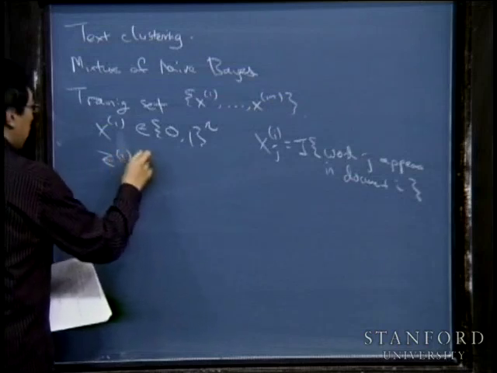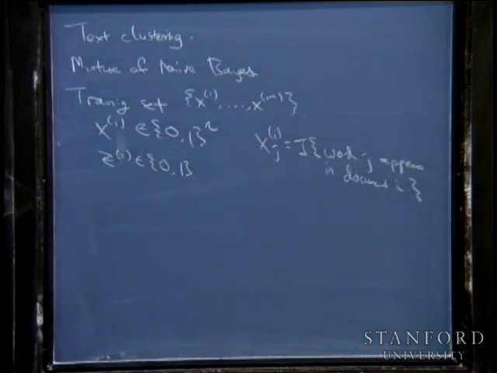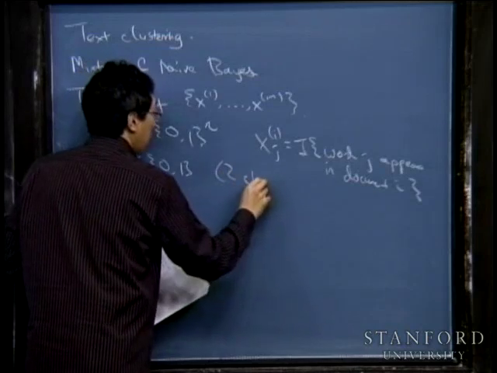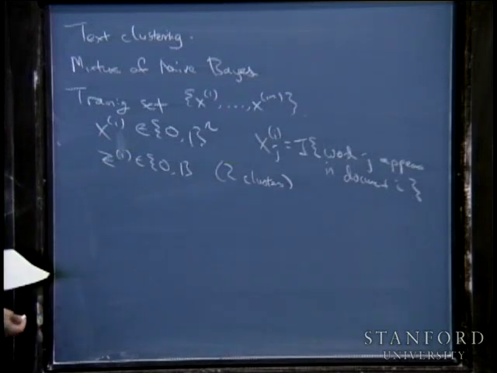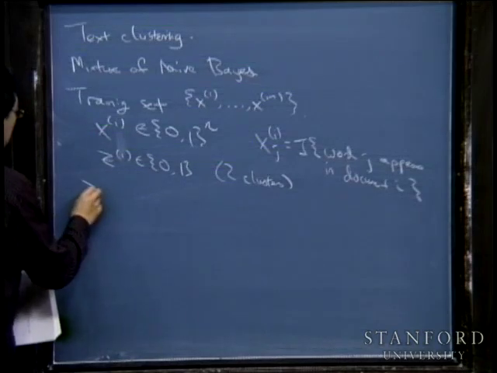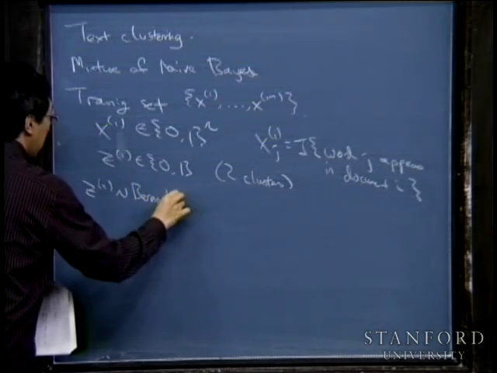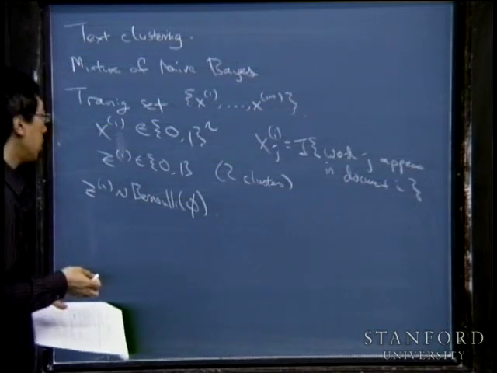And let's say that we're going to model z^i, our latent random variable, meaning our hidden random variable, z^i will take on two values, 0, 1. So this means I'm just going to find two clusters. You can generalize this to k clusters if you want. Okay. So in the mixture of naive Bayes model, we assume that z^i is distributed Bernoulli with some value phi, so there's some probability of each document coming from cluster 1 or from cluster 2.